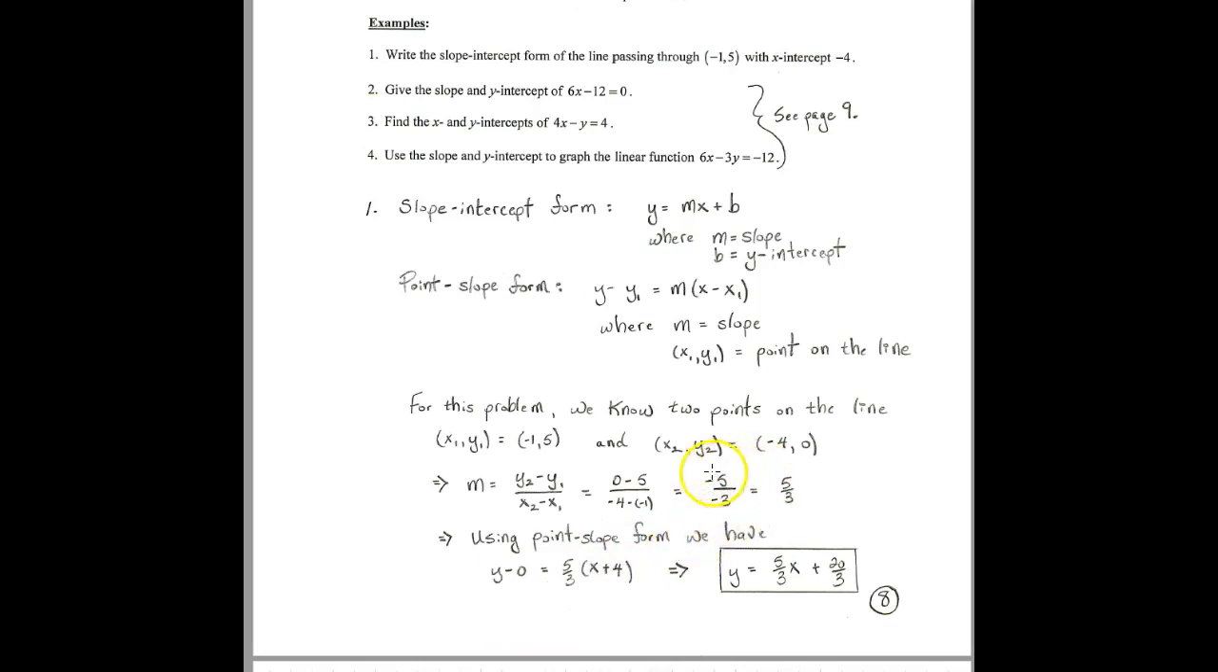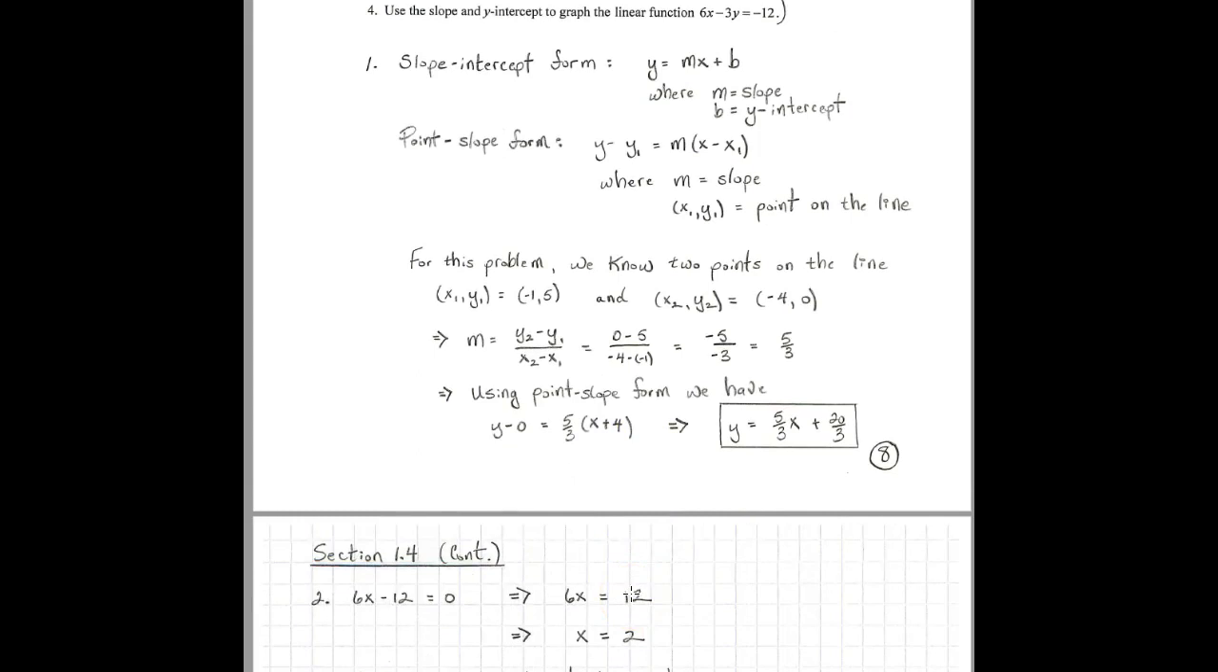I'm going to do that just to make sure you understand it doesn't matter which one I label. So I'm going to say my x1, y1 for the formula is -4, 0. So it's going to be x minus x1, minus a -4 is x plus 4, times the slope 5/3 equals y minus y1, or y minus 0. So y equals 5/3 x plus 20/3 once you distribute the 5/3 through.